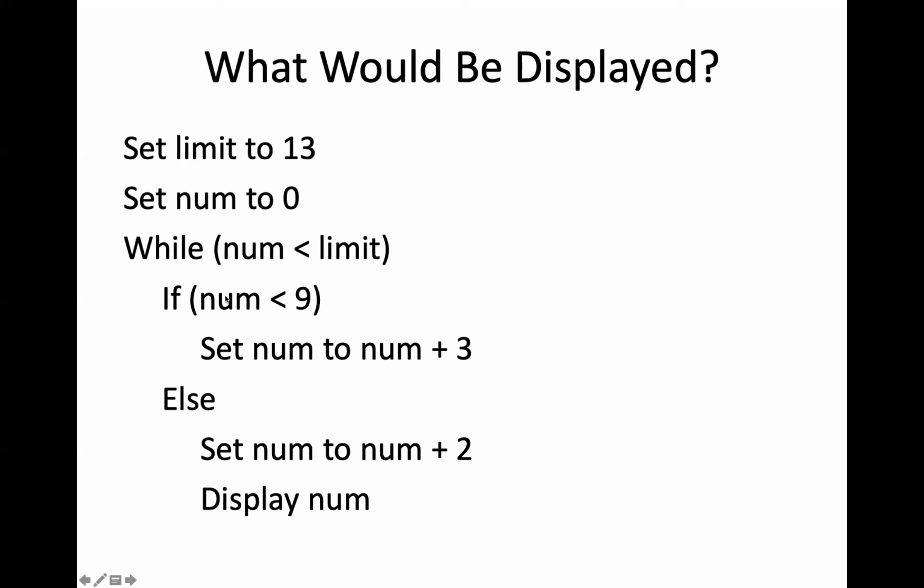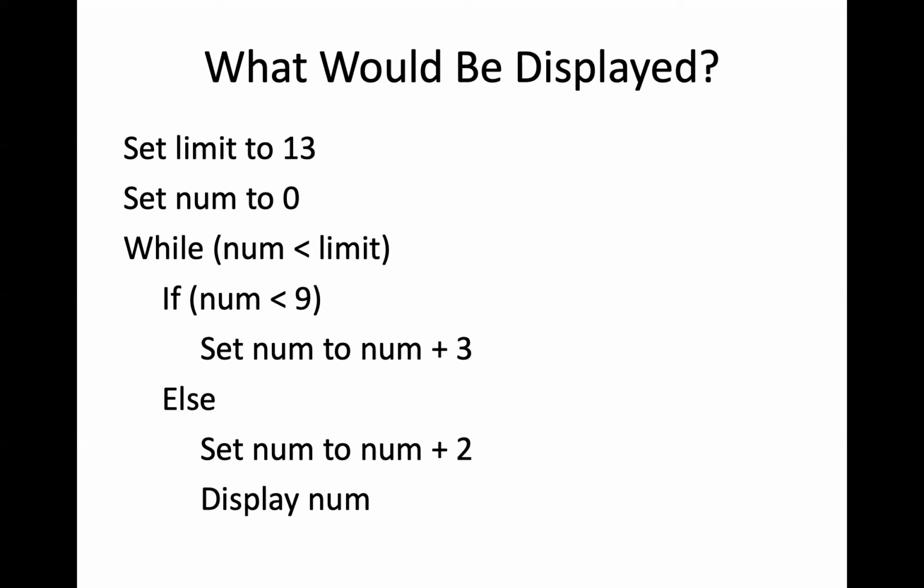But this time, 9 less than 9 evaluates to false. 9 isn't less than 9. So we're going to execute the else action for this if-then-else, and we're going to set num to num plus 2. So num is going to be changed to 11. We're going to display num, and then we're going to go back up, of course, to the top, and we're going to execute this again.